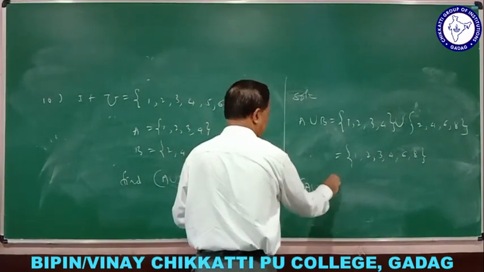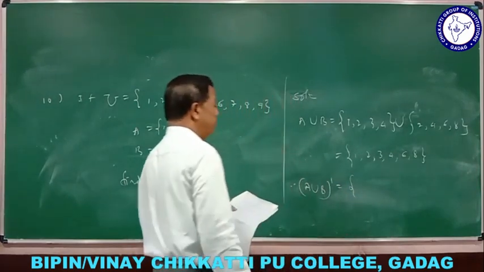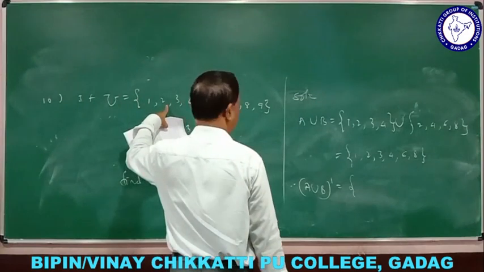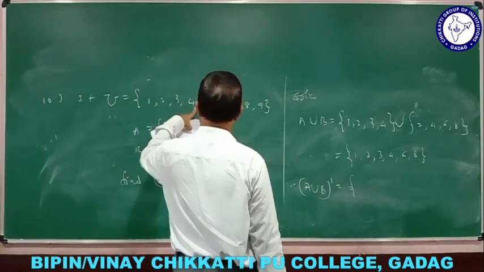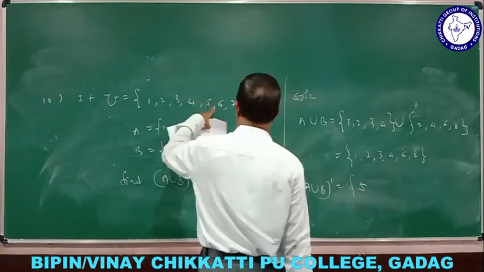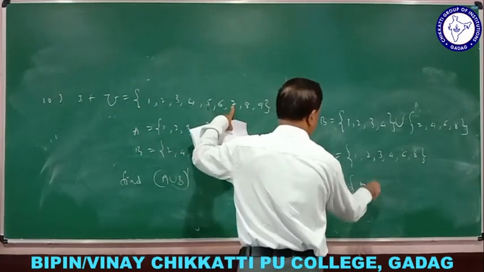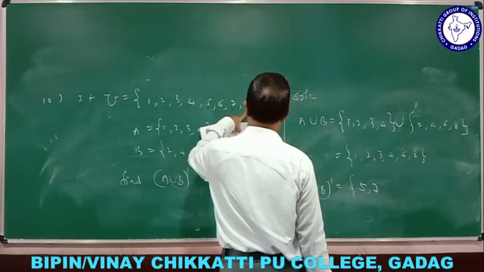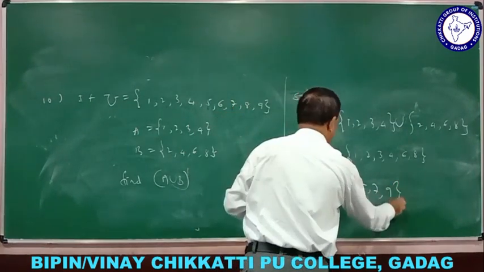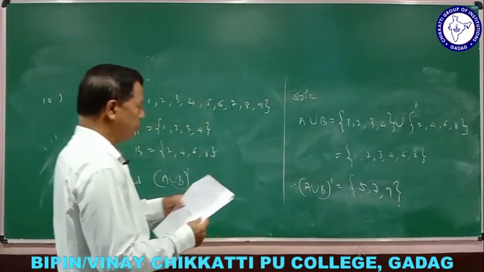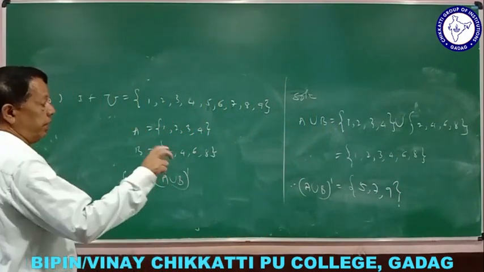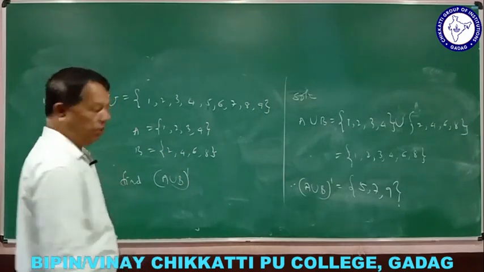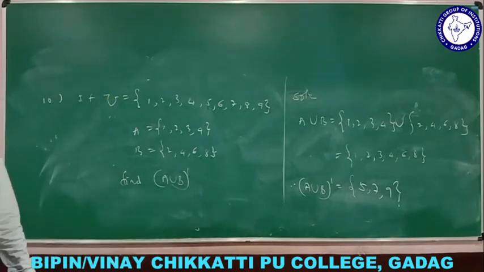The question asks for the complement, therefore A union B complement. So all the elements of the universal set excluding A union B: 1 is not, 2 is not, 3 is not, 4 is not, yes, 5 is there, 6 not, 7 is there, 8 not, and 9 is there. So these are the elements in the complement, 5, 7, 9, which are not in A union B, and we write those numbers here. So this is the way we find the results.